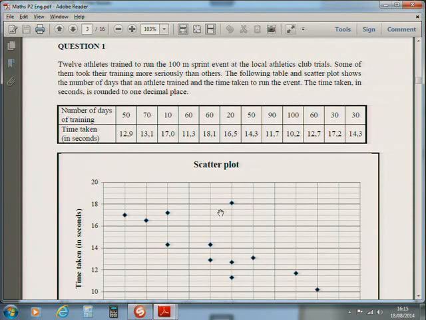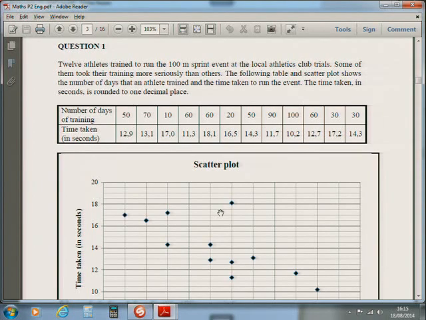Number of days of training. The first athlete trained for 50 days. 50 days training for the 100-meter sprint event. And when running the 100 meters, that athlete took 12.9, I'm sure it's in seconds, 12.9 seconds. Time taken, 12.9. Very important, it is 2 sets of data. Do you see that? It must be number of days and time taken. And we already said when you draw, number of days is for the X, the horizontal line, and time taken is for the Y-axis, the vertical line.